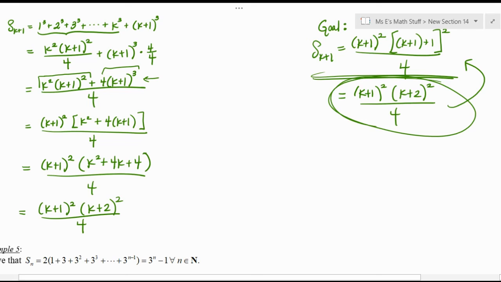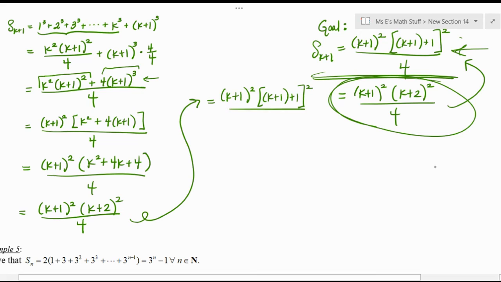And I didn't leave myself enough room, so I'll have to go this way. So that would equal, now we're just going to go ahead and unsimplify it and show that it's equal to this mess. So that would equal k plus 1 squared times k plus 1 squared all over 4. And once you've got there, you've completed your inductive step.